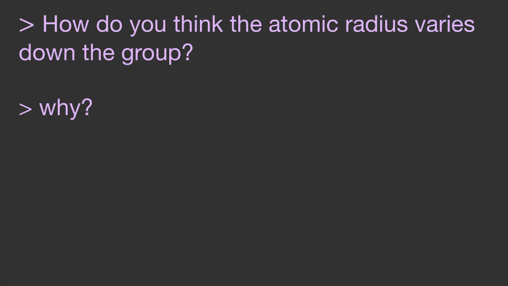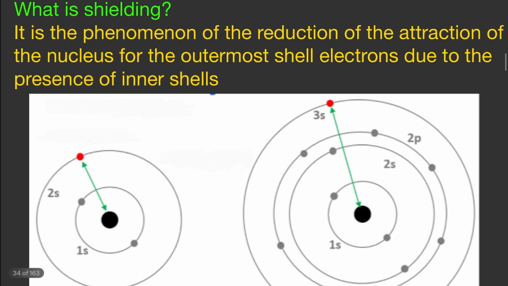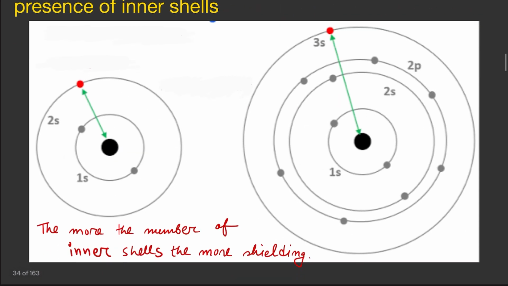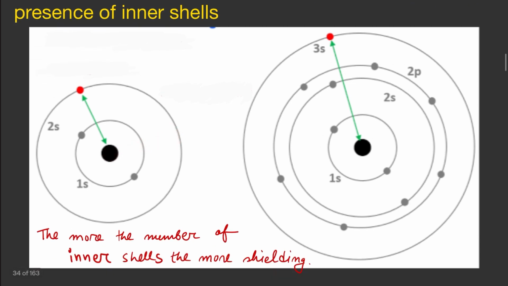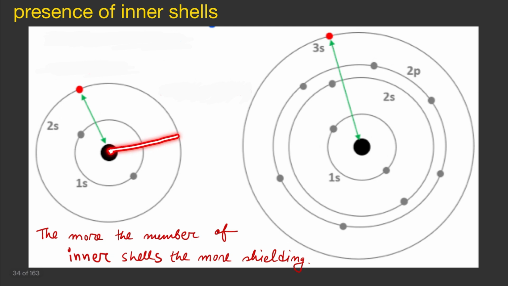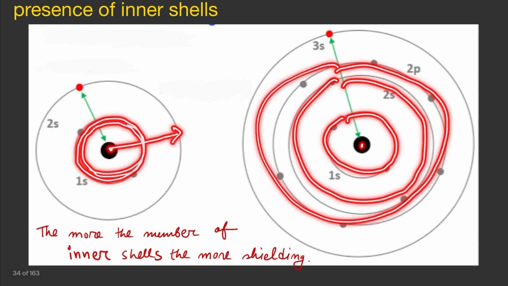How do you think atomic radius varies down the group? Now, before we go into how atomic radius varies down the group, we need to know about shielding. Shielding is the phenomenon that restricts the attraction of the nucleus for the outermost shell electron. So here we have two atoms. For the first atom, there is only one shell between the outermost shell electron and the nucleus. For the second atom, we have three shells between the outermost shell electron and the nucleus.